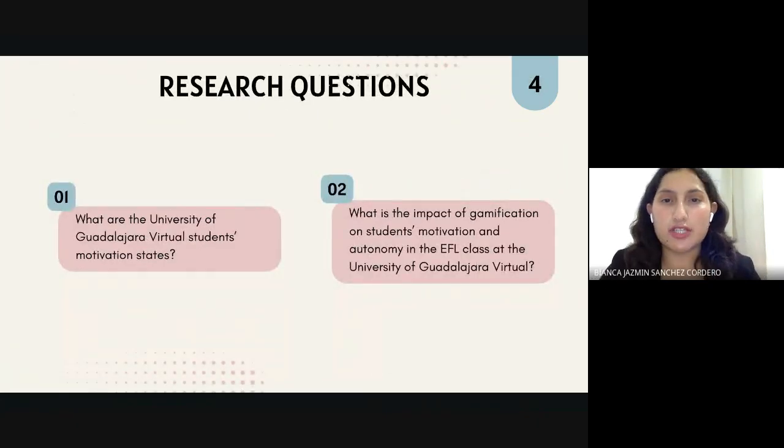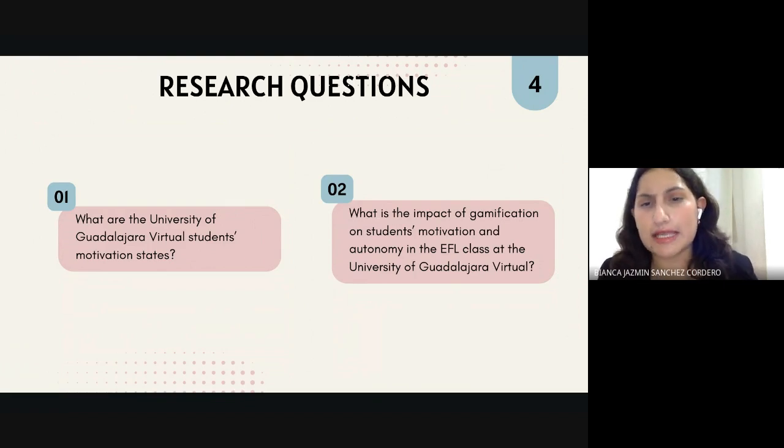So these lead us to the research questions. There are two. The first one is, what are the University of Guadalajara Virtual students' motivation states? And second, what is the impact of gamification on students' motivation and autonomy in the EFL class at the University of Guadalajara Virtual?